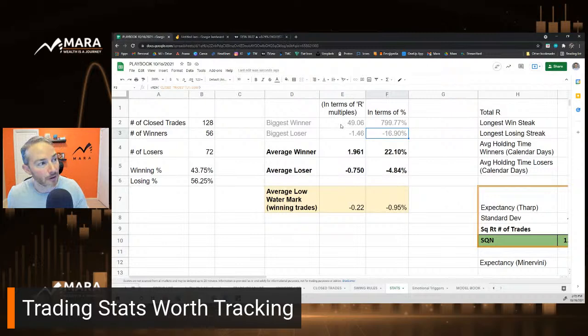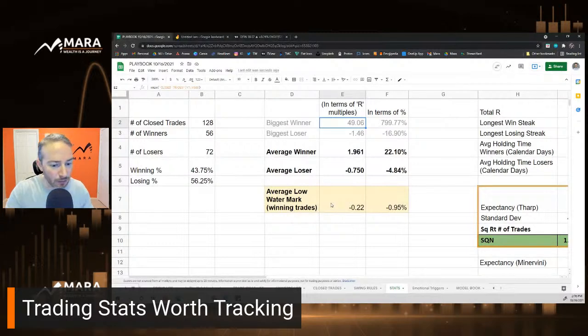But what you also want to track is your winners and losers in terms of their R multiples. So for example, let's say you make 100% on a trade. That sounds great. But if you don't have a stop loss, like if you're just like, I'll let this thing go to zero, then you've only made one times your risk, even though you made 100%.